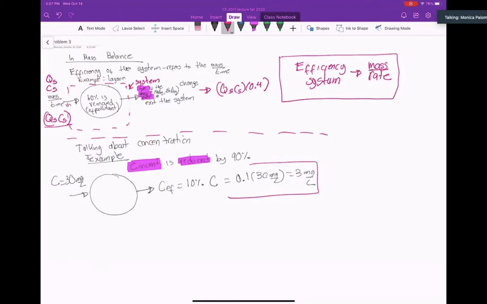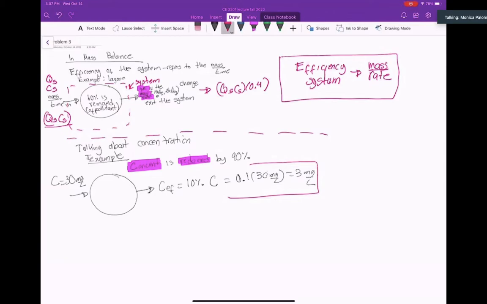No questions? So far, so good? Okay. So we are going to finish with this mass balance.